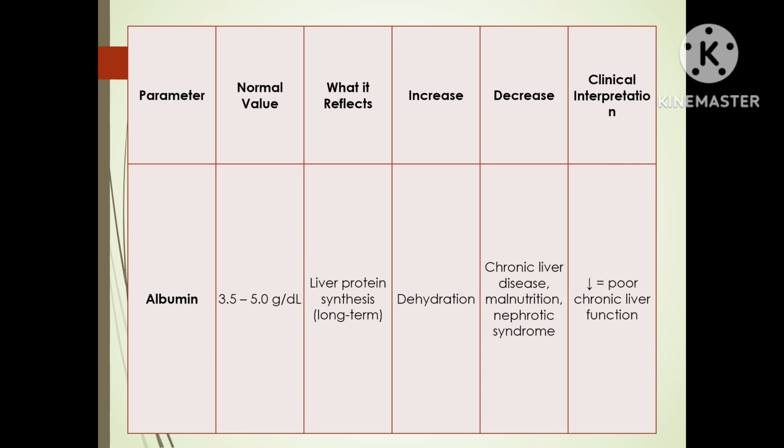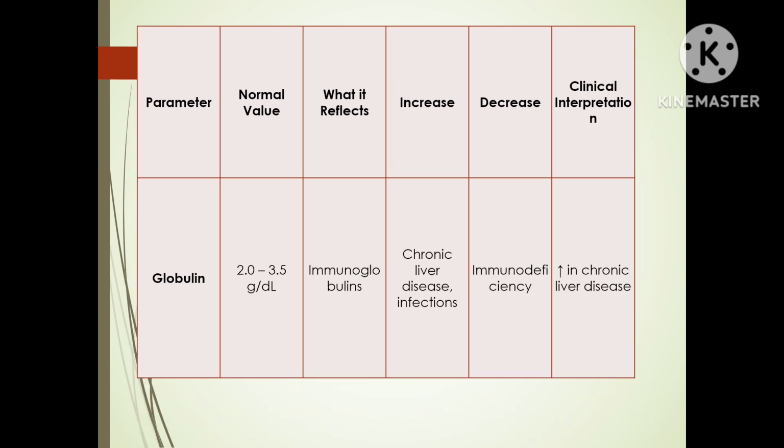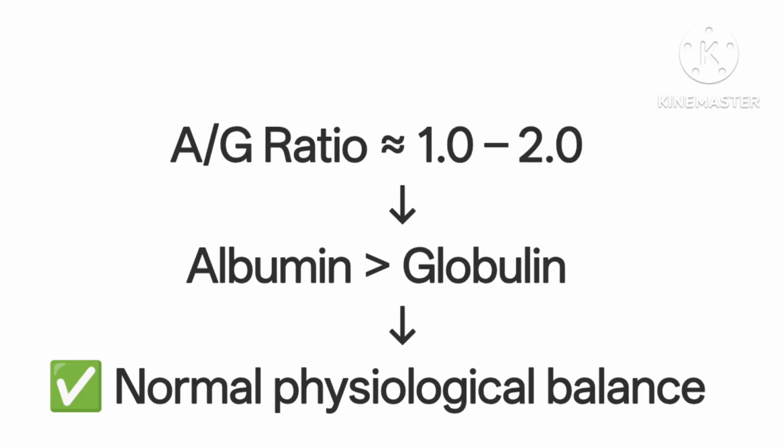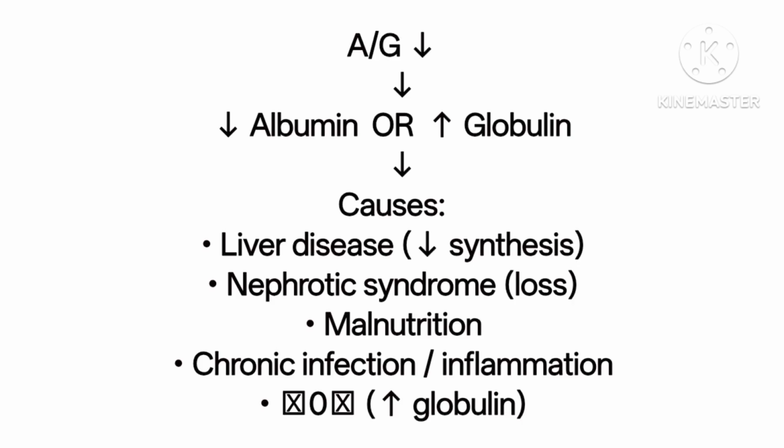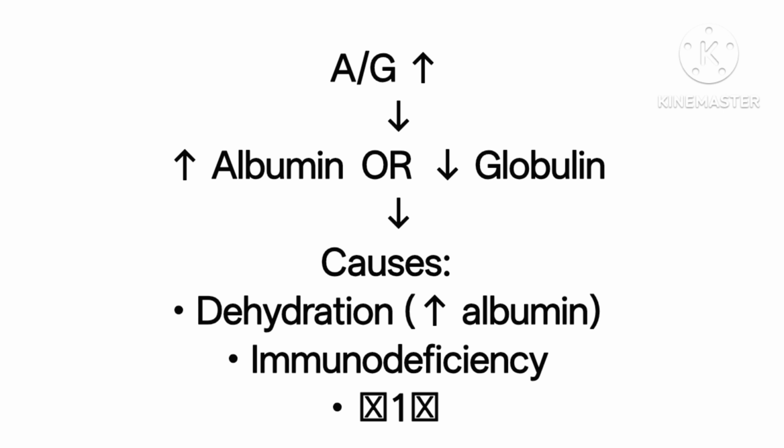It is around 1.2 to 1.8, but in case of chronic liver diseases, albumin synthesis decreases while globulin often increases due to immune activation, leading to a reversed A by G ratio. Thus, low albumin, high globulin, and a reversed A by G ratio suggest chronic liver dysfunction, whereas normal values indicate preserved synthetic capacity.